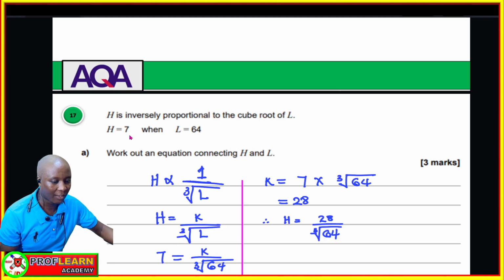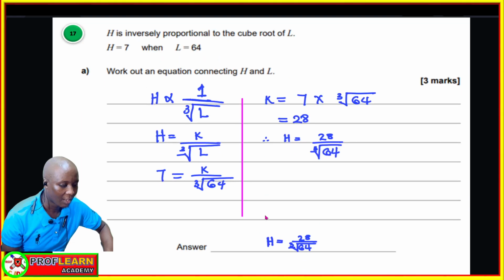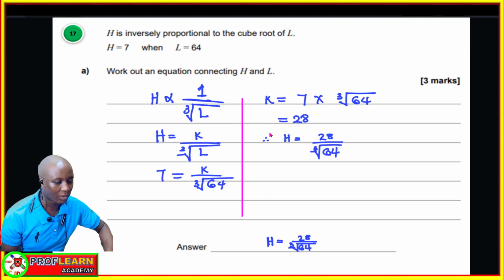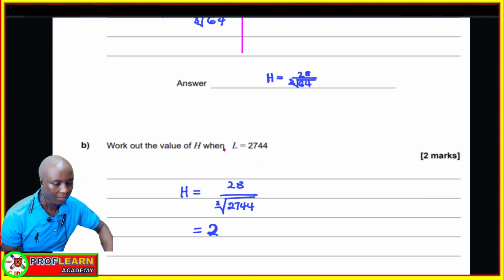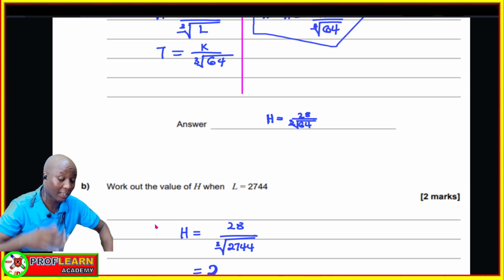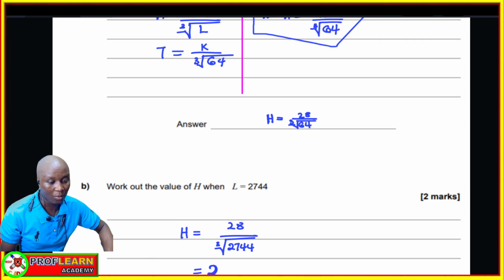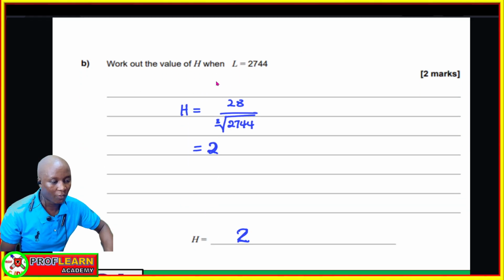When h is 7, when L is 64, which means you are going to say 7 is equal to k over the cube root of 64. Then you can find the constant, which we are going to replace here, and we shall have our equation as shown at this given point. After you have gotten that value, you can be told to work out the value of a given letter. For instance, work out h when L is 2744. Since we know k is basically 28, h is equal to 28 over the cube root of L.